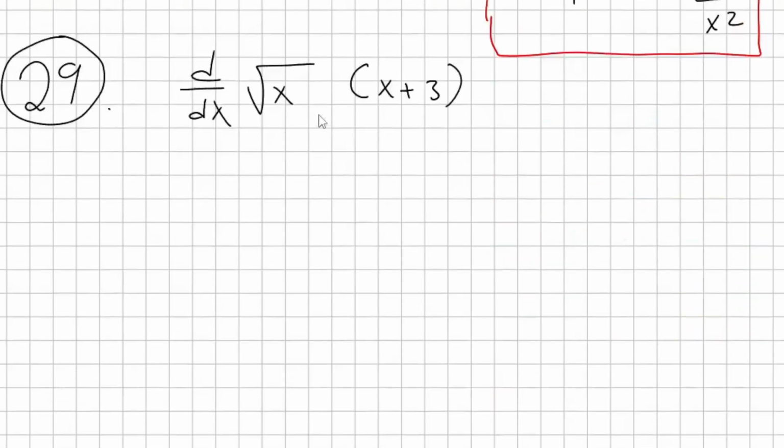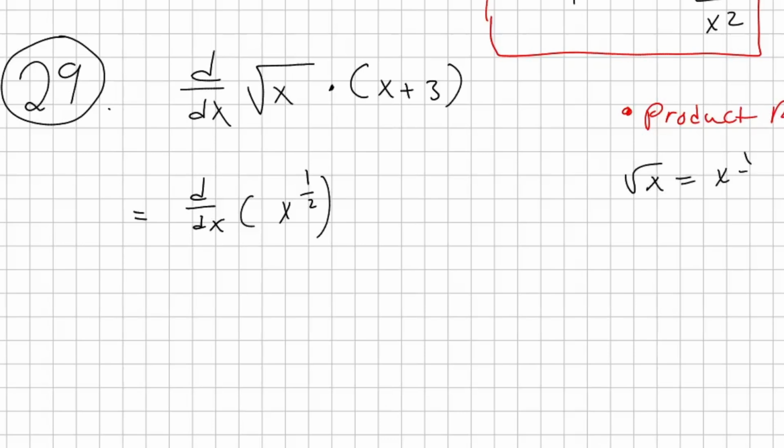And question 29, we're being asked to take the derivative of root x times x plus 3 in brackets. So this just tells me, oh, use product rule. Right here, product rule. So we're going to do the derivative, so d over dx of x to the half. I just converted my root x, remember? Root x is equal to x to the half.